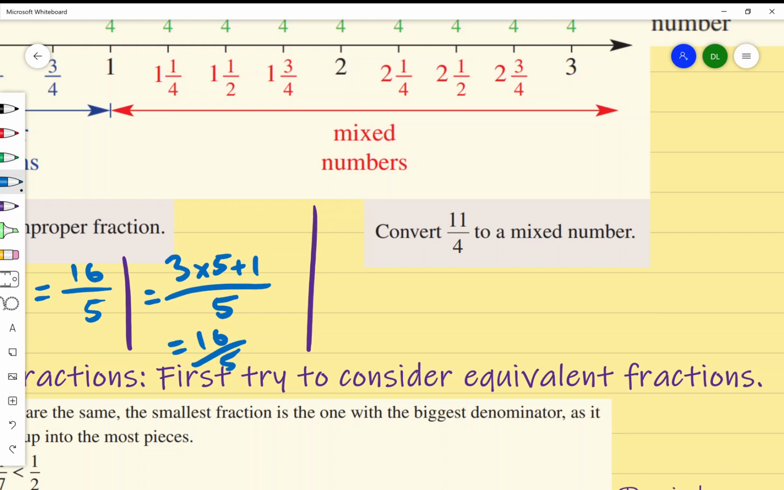So we've got 4, 8. Does it go into the next one? The next one will be 12, wouldn't it? So we're only working with 11. So we know that 4 goes into 11 twice. So I'm going to write 2 here.